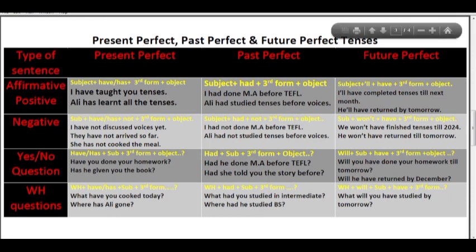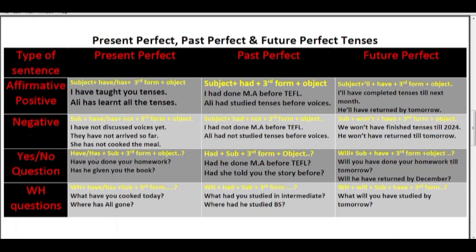In past perfect tense, we bring subject, then had, then not, then third form, and then object. For example, I had not done MA before TEFL. Ali had not studied tenses before voices. In future perfect tense, we introduce subject, then won't or will not, then have, third form, and finally object. For example, we won't have finished tenses till 2024, or he won't have returned till tomorrow.